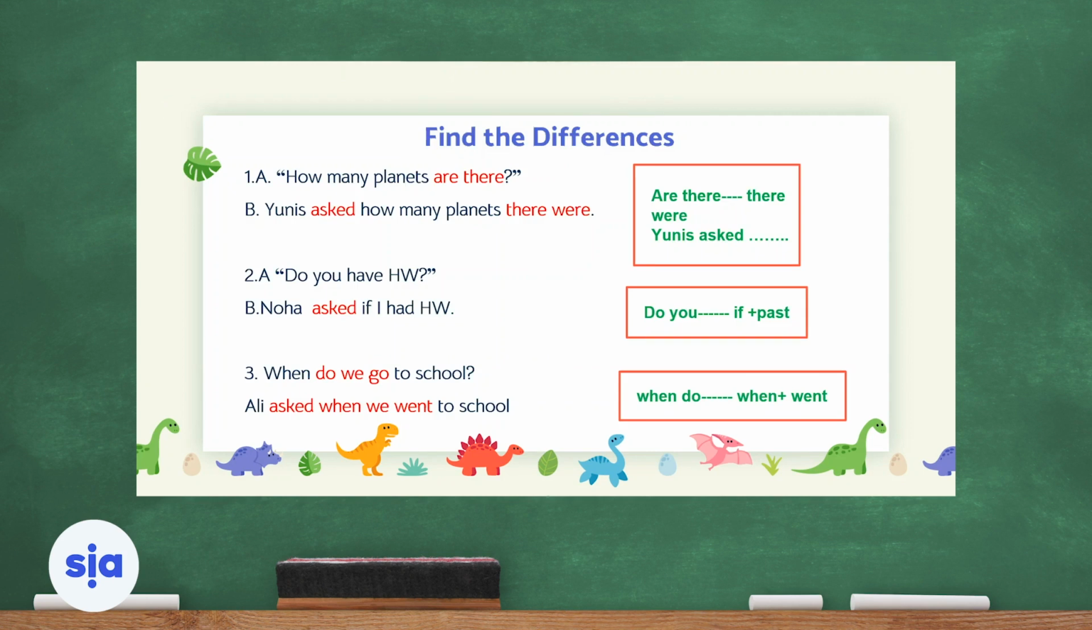We've already done the first one, so we can look at the second one. Do you have homework? Noha asked if I had homework. So over here, we changed have to had. So we changed the present tense into the past tense. That's what happens when we are using reported speech. So we're stating the person who said the quote or said the question.